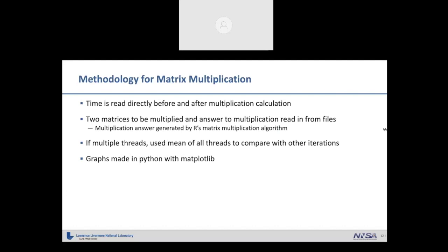The methodology for matrix multiplication was to ensure we were reading the time immediately before and after the matrix multiplication calculation. To get the values of the first and second matrix to multiply, we read values from other files that had random values. We then used R's matrix multiplication algorithm and stored the results in a new matrix. To note, we also had the opportunity to divvy up the calculation between threads and compare with other iterations. With these comparisons, we used Python with matplotlib to generate graphs. Next slide, please.